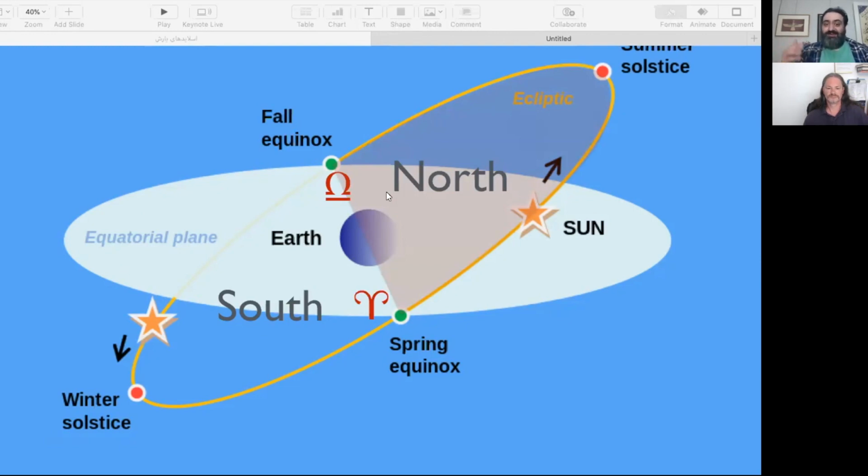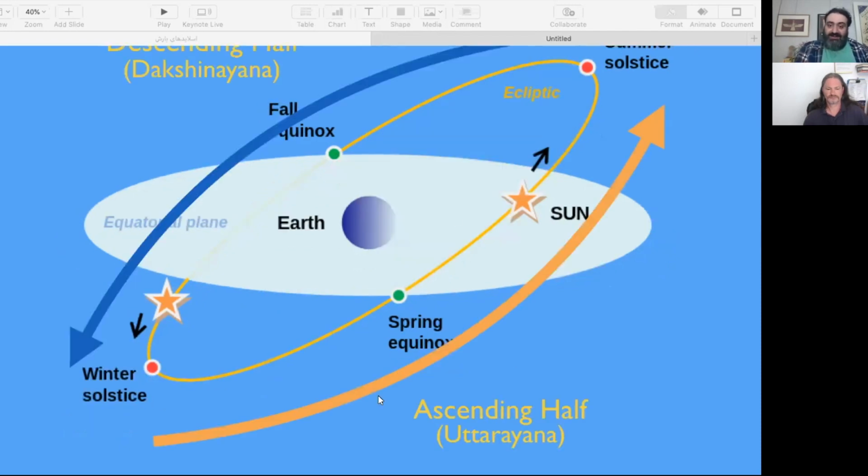So what is the value of the north and south here? Well, north is on the top and south is on the bottom. The value of the north shows more extension, more expansion, having more light, at least for the northern hemisphere of the Earth, because the equatorial plane is the extension of Earth's equator. If we see the course of the sun, from the winter solstice the sun comes up and ascends. So from winter solstice to the summer solstice is called the ascending half.